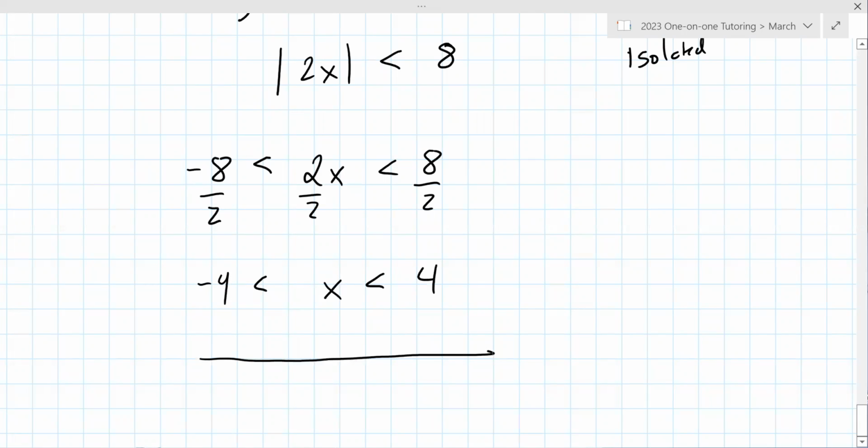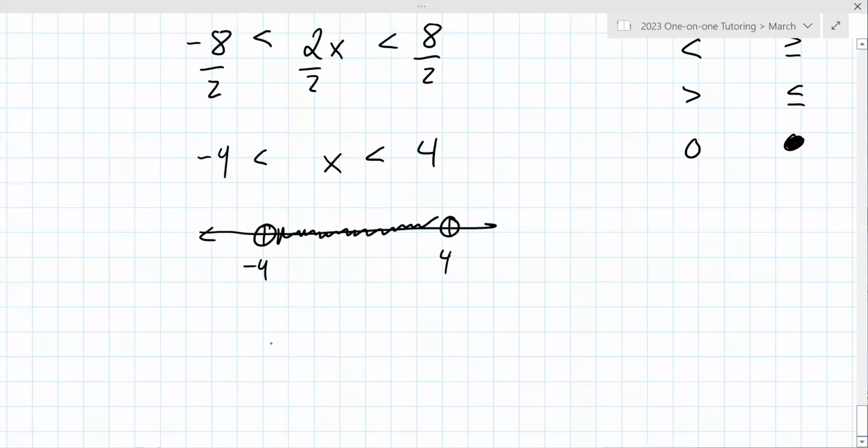So we make a number line here. There's -4, there's 4. Open circle because of the less than or the greater than, those become open circles. The other ones become filled in. It's all the numbers in between.